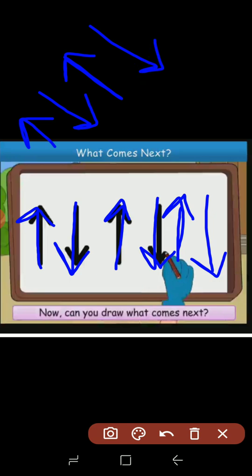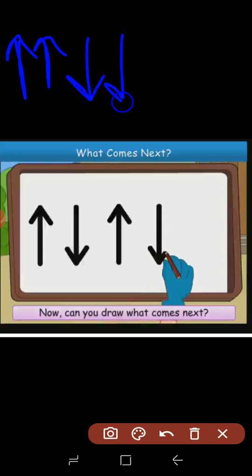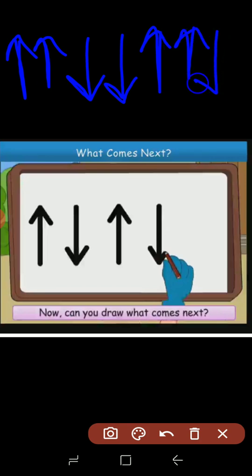You can also use another pattern using the arrows. For example, two up arrows, then two down arrows. Okay, then what comes next? Again two up arrows, then again two down arrows. Okay, so this is the pattern. You can also make various kinds of patterns using various kinds of pictures. Understood?